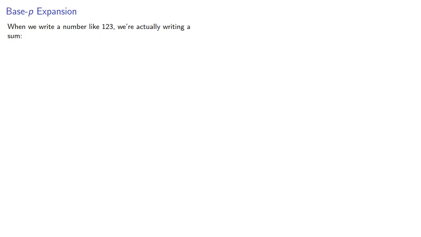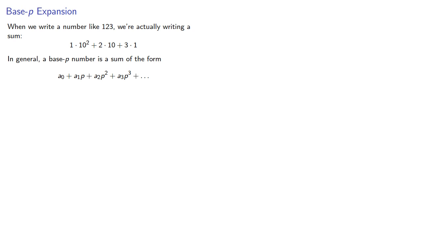When we write a number like 123, we're actually writing a sum: 1 times 100, which is 10 squared, plus 2 times 10, plus 3 times 1. And in general, a base p number is a sum of the form a0 plus a1 p plus a2 p squared plus a3 p cubed and so on, where the ai's are some number between 0 up to but not quite equal to p.